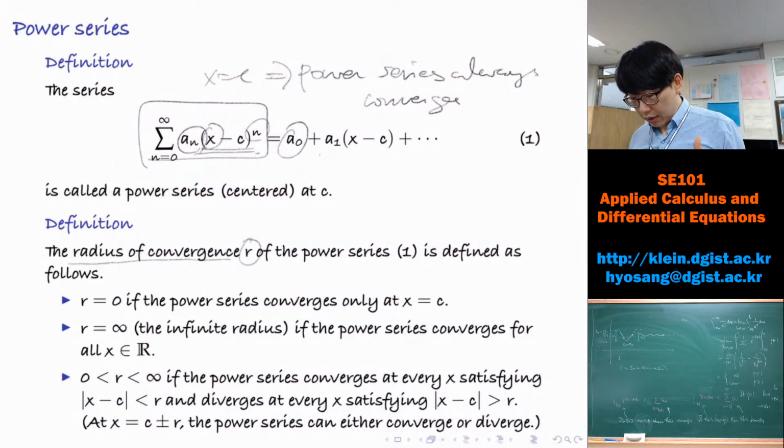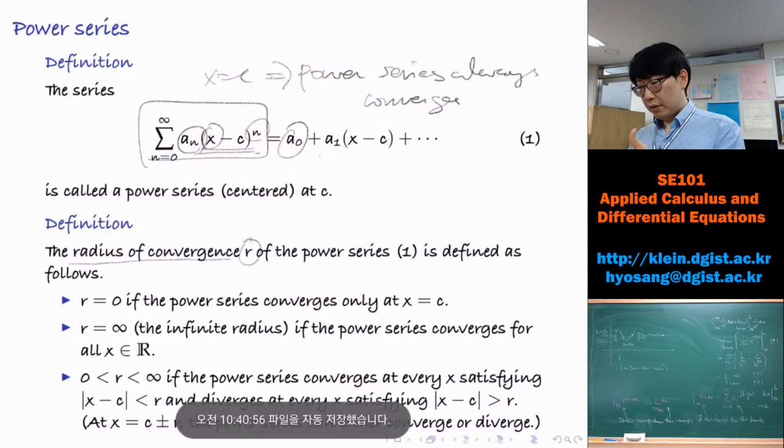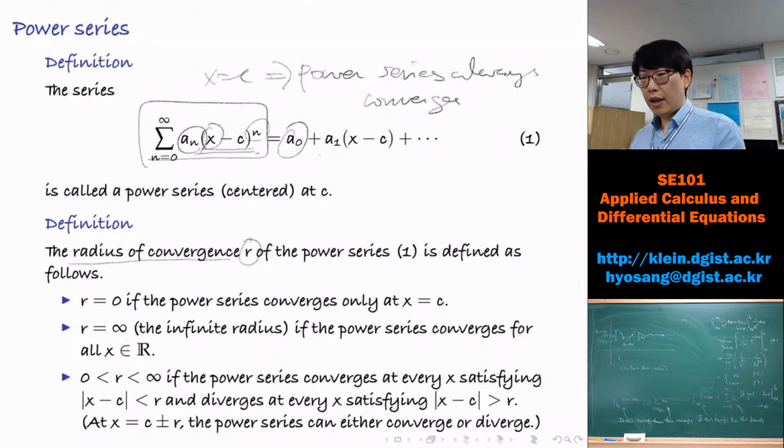And the interesting thing about the radius is that it is always symmetric. If you move your x from the center c to the right by epsilon, and the series still converges, then the series also converges when you move your x from the center c to the left by epsilon. It's always symmetric.